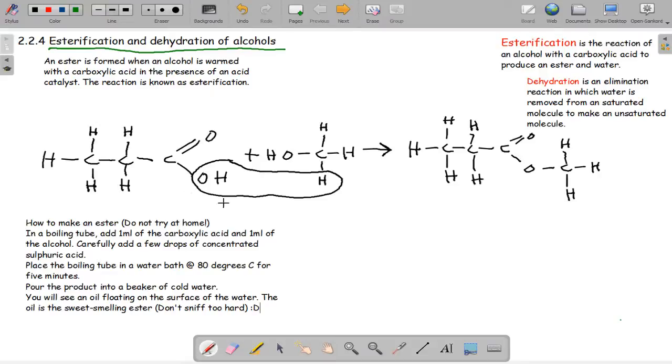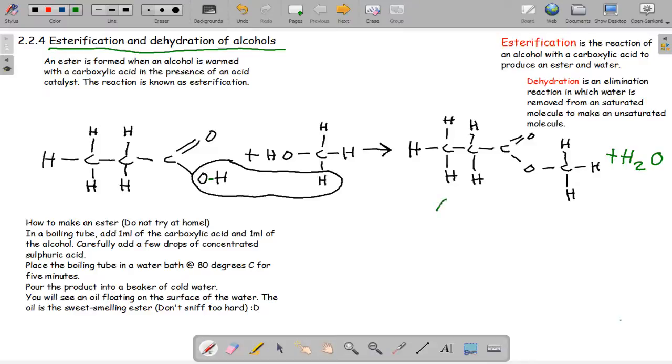So these particular functional groups are very important because the OH and the H bonds break during the reaction, and a water molecule is broken off to complete the reaction, and this is the ester here.